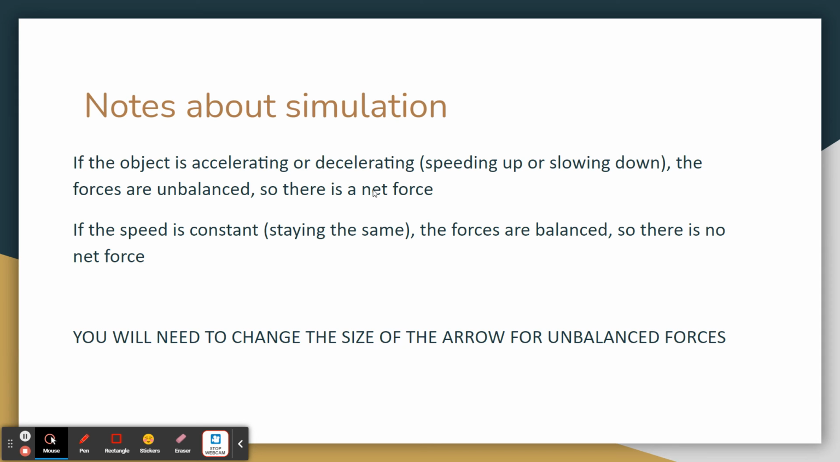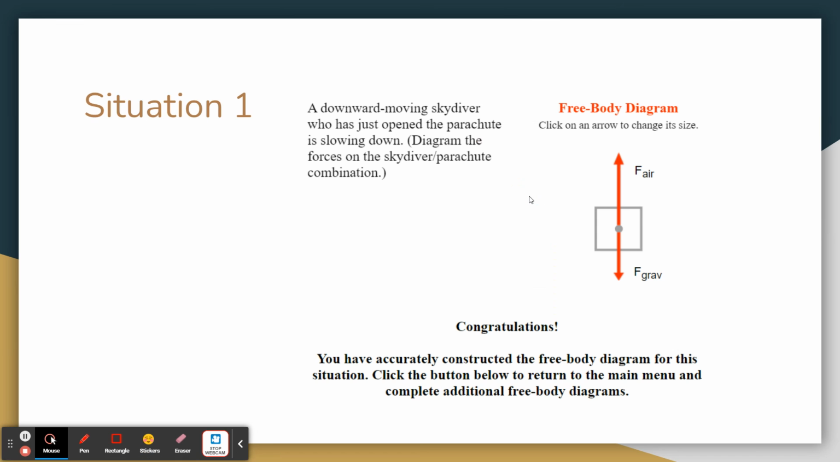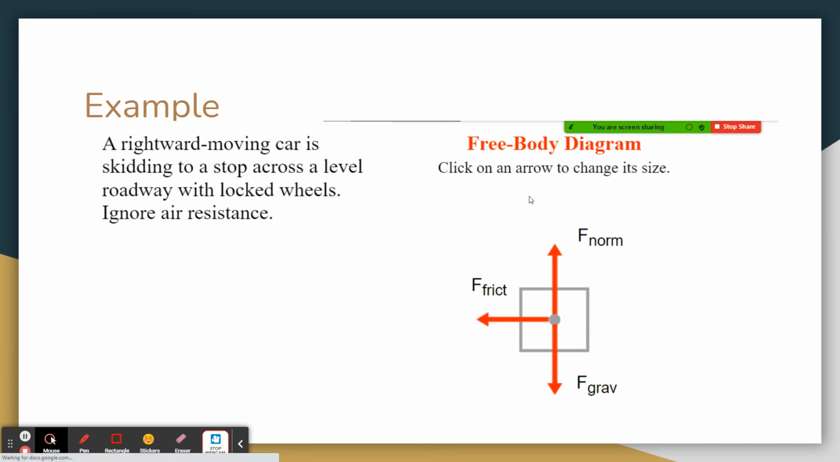If the speed's constant, staying the same, they're going to be balanced. So we need to change the size of the arrows for unbalanced forces. If the forces are balanced, they're the same, we can have the same size arrows. So hopefully this is something useful for you guys getting started on this. If you get stuck on any situation, skip it and go to the next one.